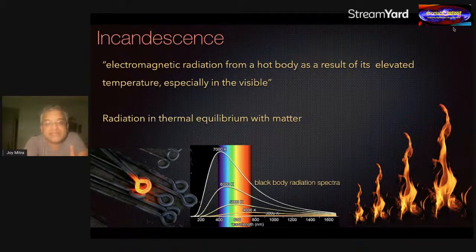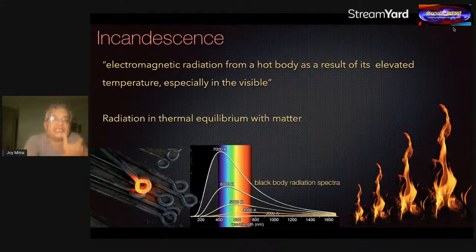In the center, you will see the famous black body radiation spectra, which shows you the intensity of the light emitted as a function of wavelength from a black body. In all these cases, what is very important for you to realize is that this emission is connected to the temperature of the body. Here we have radiation that is in thermal equilibrium with matter. I'm not sure whether all of you understand the intensity of this statement, but I would like you to go back and think about it. What do I exactly mean by radiation in thermal equilibrium with matter? It's a reasonably heavy statement to make, but that is what incandescence is.